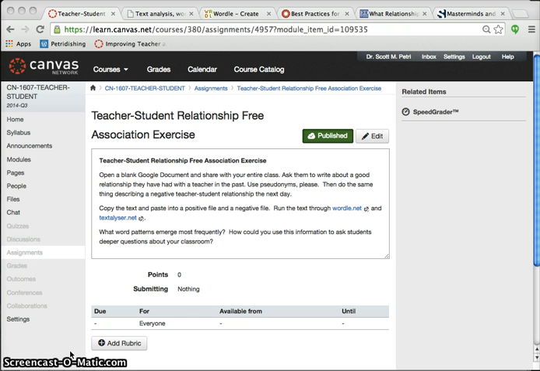So what I was going to suggest is you open up a blank Google document, and you share it with your entire class. And you ask them to write about a good relationship they've had with a teacher in the past. I also ask them to use pseudonyms. And the reason is because they do the same thing the next day, only talking about negative relationships.